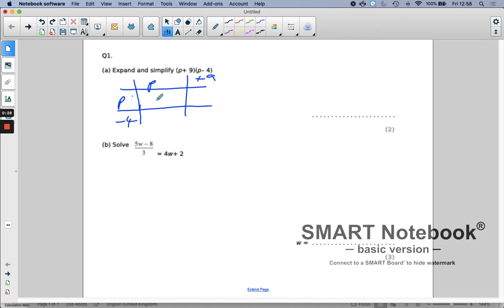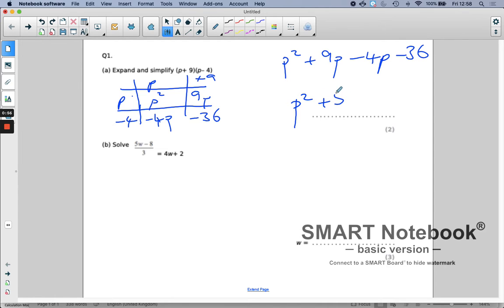So P times P is P squared. Okay, P times 9 is 9P. P times negative 4 is minus 4P. And negative 4 times by positive 9 is negative 36. Okay, so we get P squared plus 9P minus 4P minus 36. Now 9P minus 4P I can simplify. Get P squared plus 5P minus 36. Okay, because these two can simplify. 9P minus 4P is 5P.